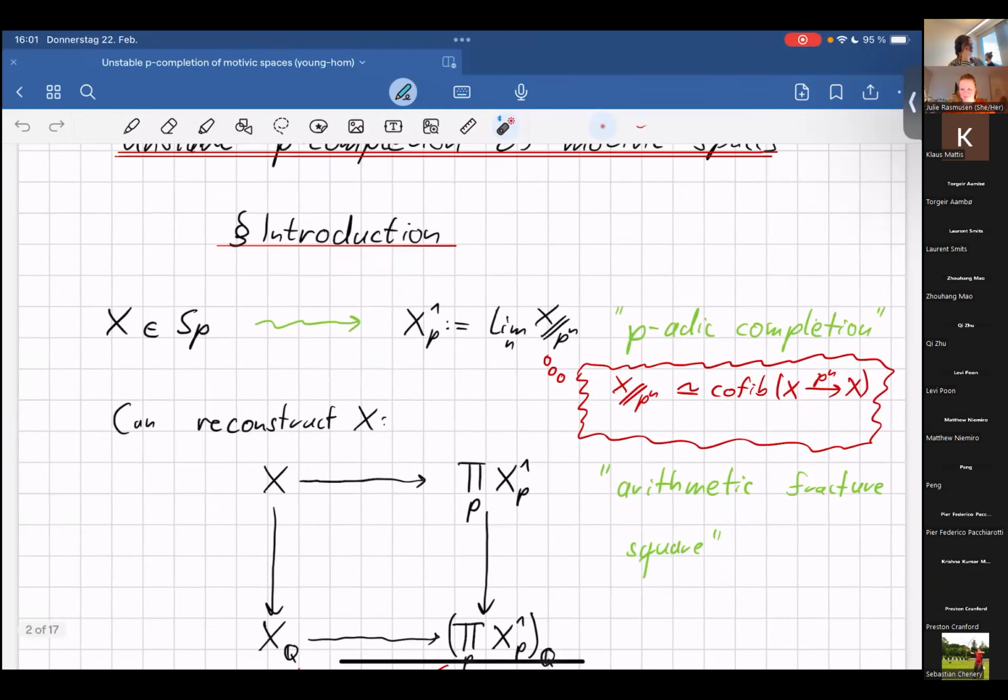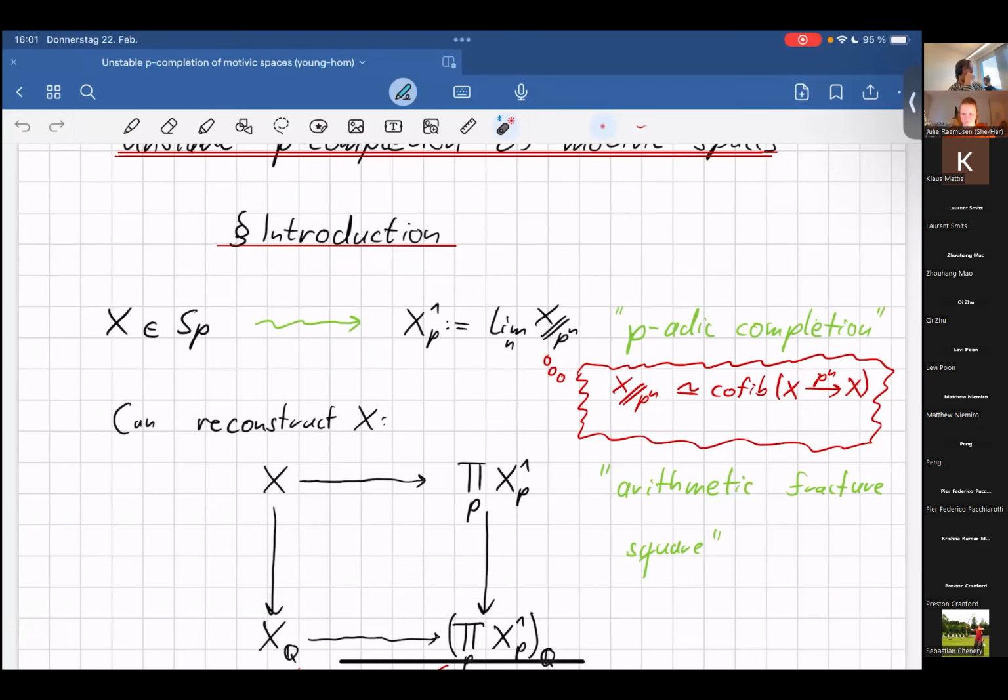At some point in history, algebraic topologists realized that things get easier if we do it one prime at a time. So if you have a spectrum X, you can associate to it this p-adic limit, where you take the limit over the quotients of X by the p to the n multiplication map, and this funny quotient is just the cofiber of the multiplication by p to the n. This is the thing you probably know from algebra, called p-adic completion of a module, and now we do the same in the category of spectra.